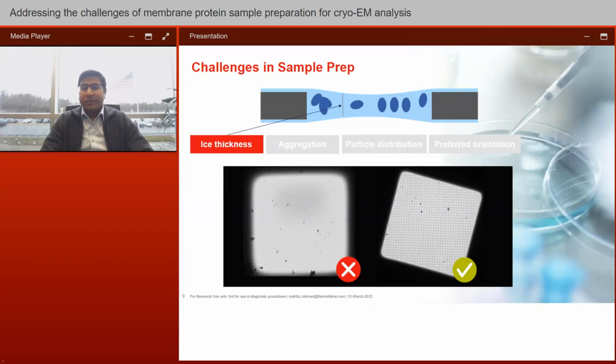The vitrification process is a part of the sample prep challenge in cryo-EM. Even a purified protein with nice biochemistry can behave differently in a thin vitreous ice layer. Ice thickness is important for the resolution. A thin ice like this is desirable, but thick ice will cause an adverse effect on the image contrast and thus limit the resolution.